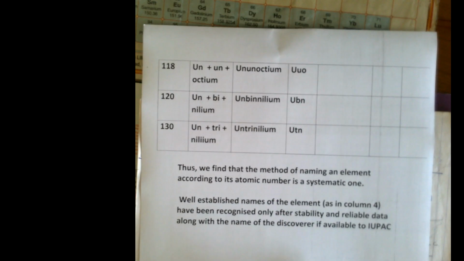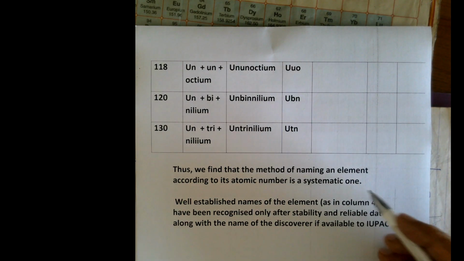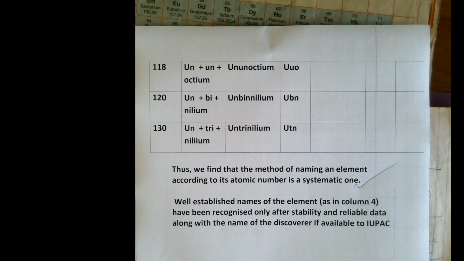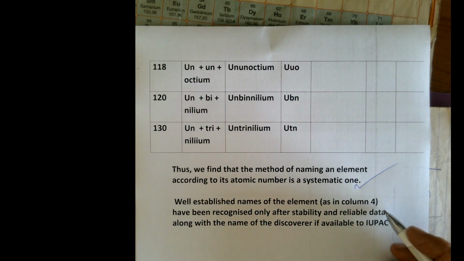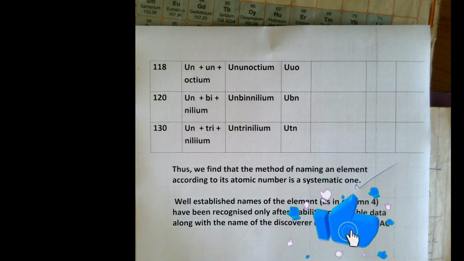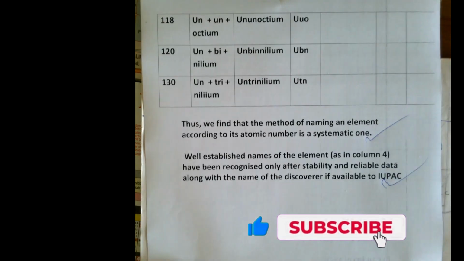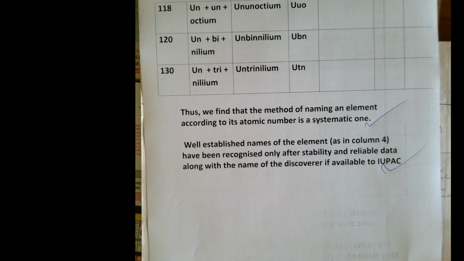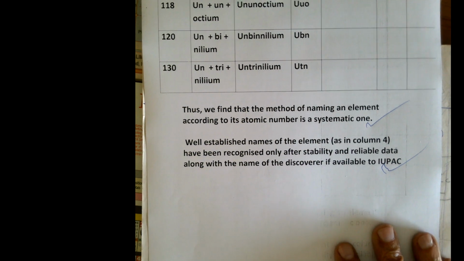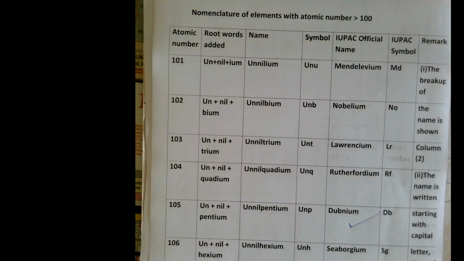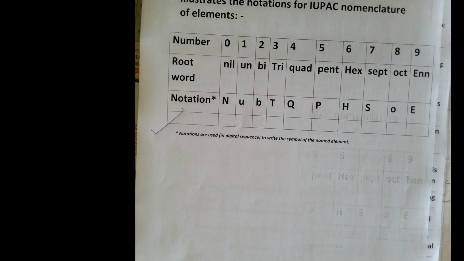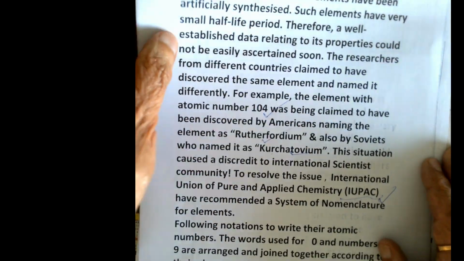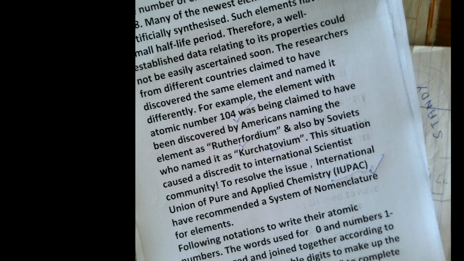Thus, we find that this method of naming an element according to its atomic number is a systematic method. Well-established names of the elements have been recognized only after stable, reliable data aligned with the name of the discoverer is made available to IUPAC. So that's there, and accordingly, different elements have been named, and we need to point out the elements according to their atomic number.